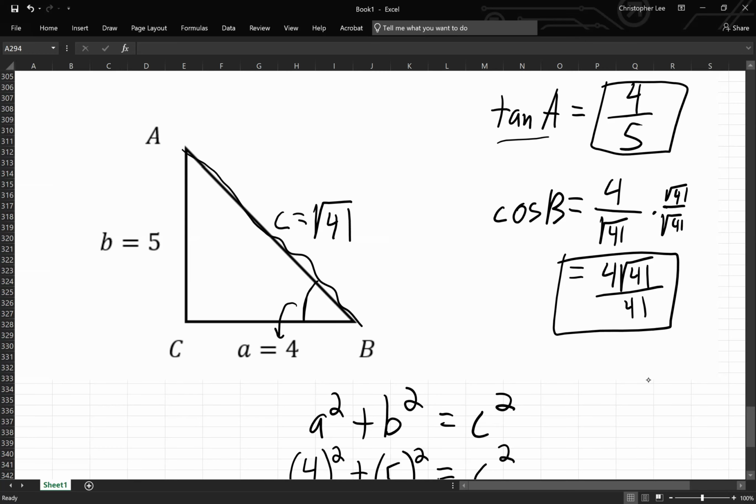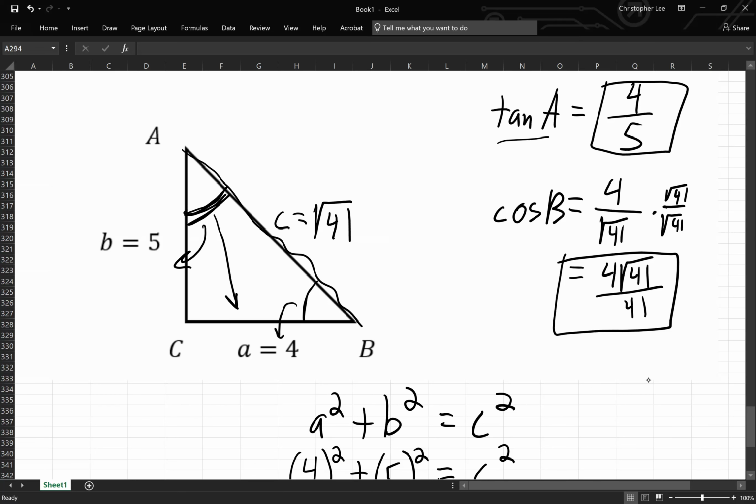For tan of A, I use angle A up here. And then I just do opposite over adjacent. So which is opposite to angle A? It's the one that's away from it. So that's the 4 over the adjacent, which is the 5, right? Remember, adjacent means next to, opposite is away. That's it. I just want the fraction.